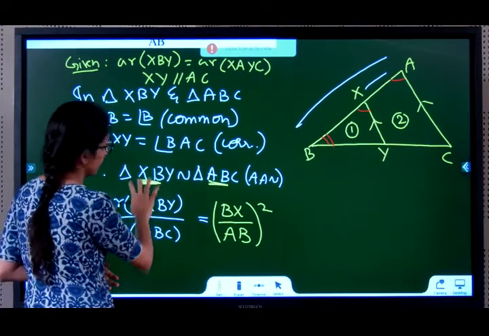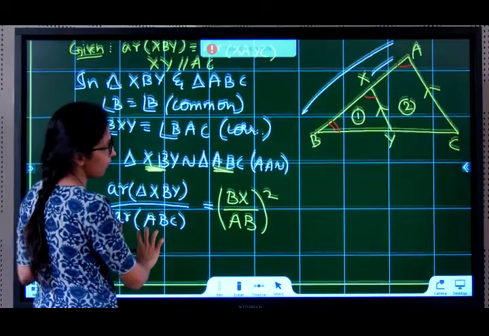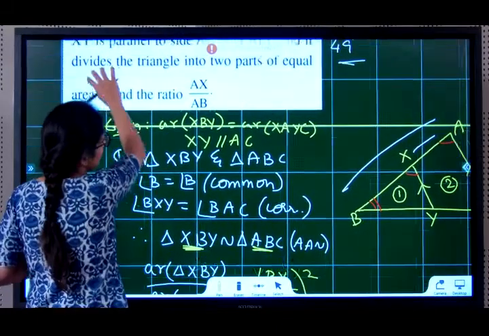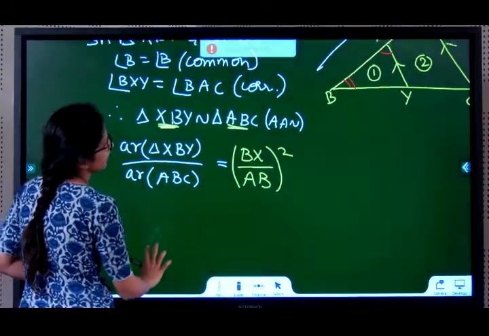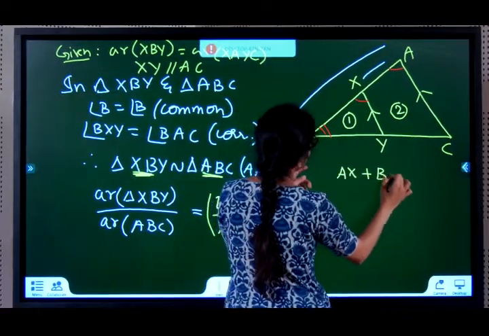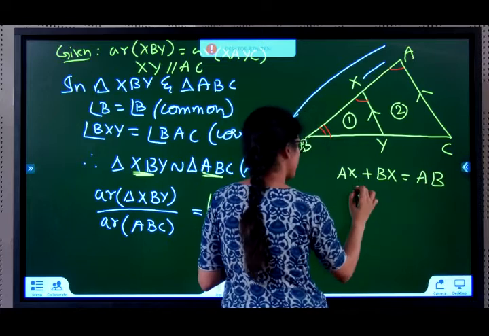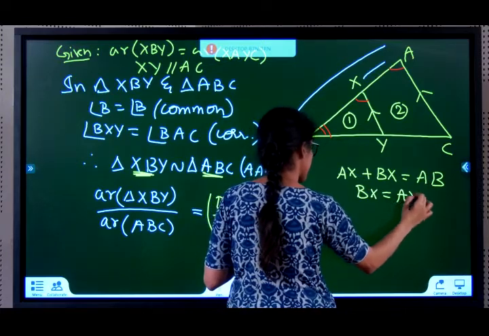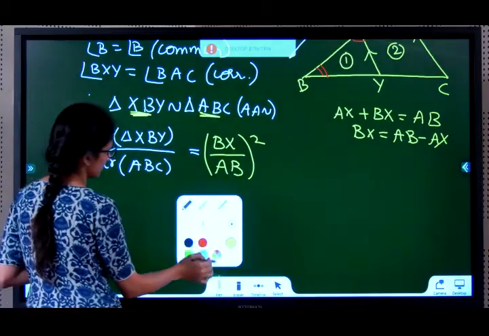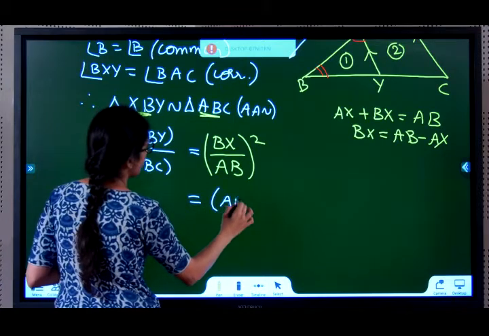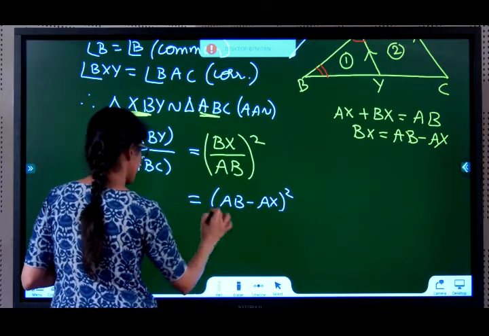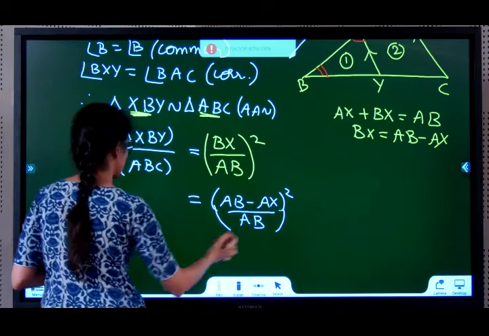But BX is nothing but AB minus AX. I want AX. In the question, they want us to find AX by AB. I don't want BX. I want AX. So can I write here AX plus BX is AB? Yes, I can. I don't want BX. I want AX. So BX is AB minus AX. I'm going to substitute that here. So this becomes AB minus AX by AB the whole square.